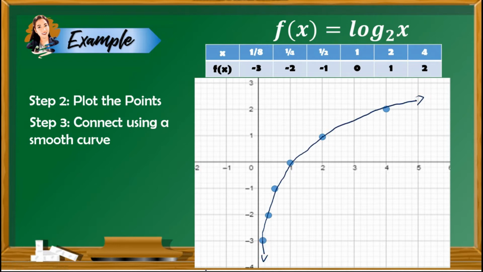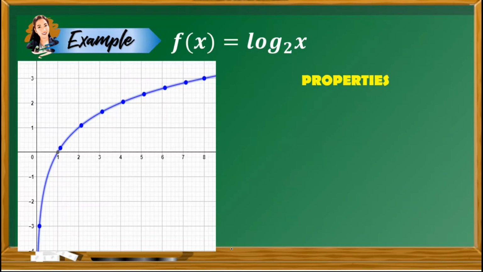So here is the graph of the given function, logarithm of x with base 2. Now, based on our graph, let us find its properties. So first, the behavior. As we can see, the values are increasing. As x increases, y increases. Therefore, the behavior is increasing. And this happens when the base is greater than 1.